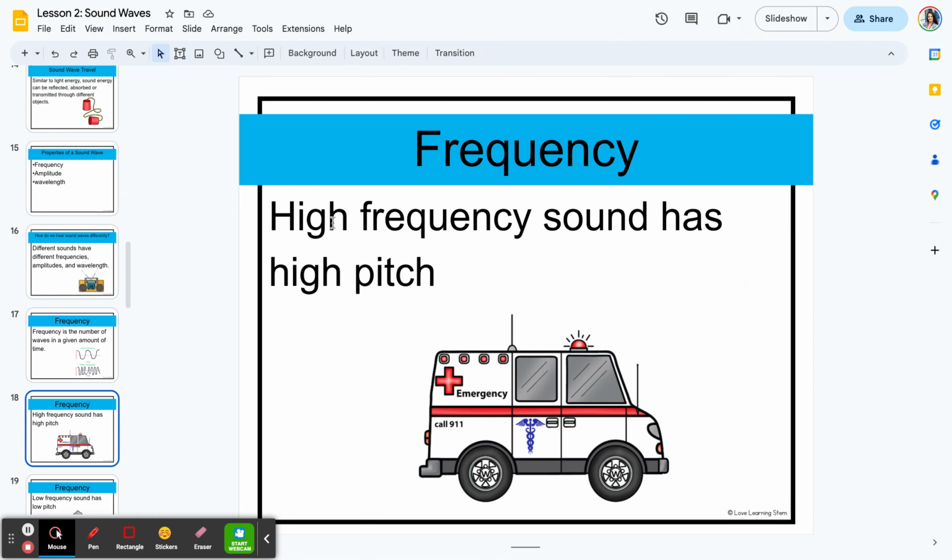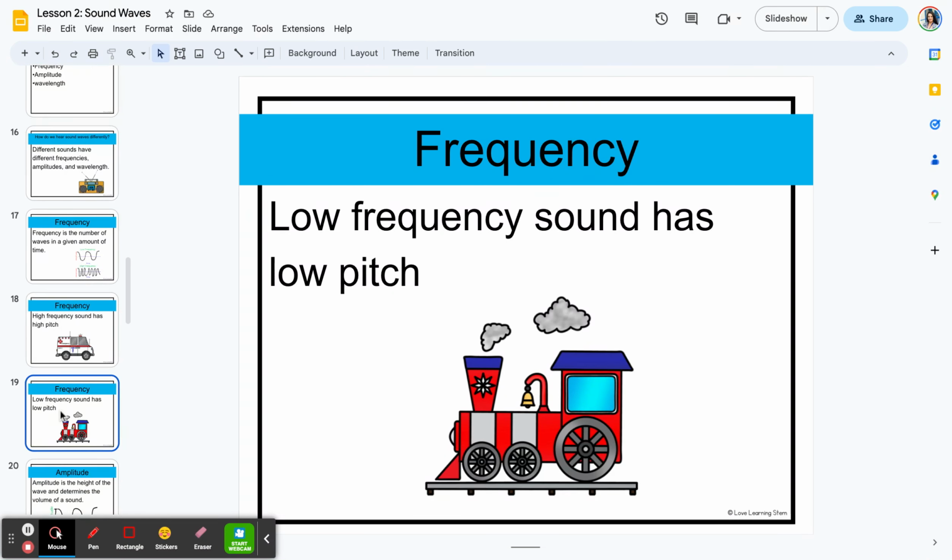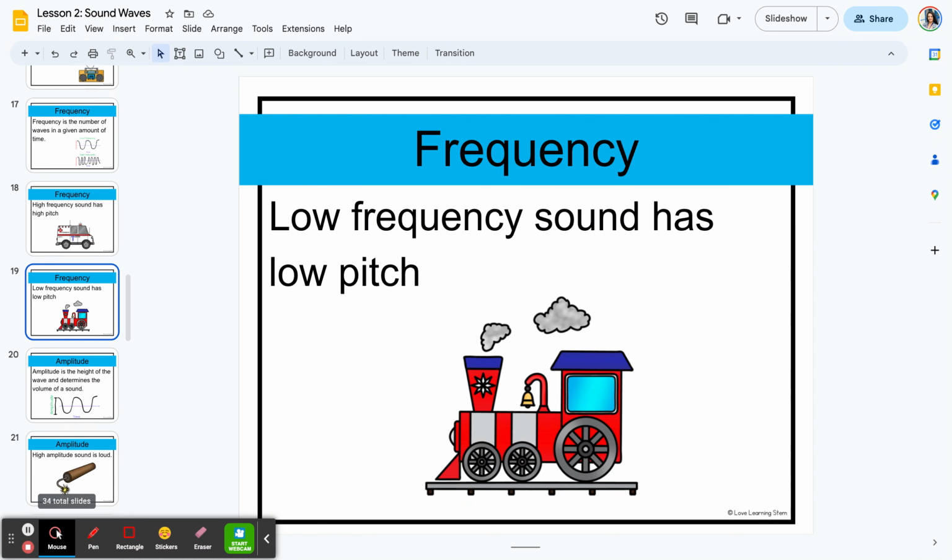It means that high frequency sounds have a higher pitch, kind of like this ambulance. You know, ambulances make the ooh, ooh, ooh, and you compare that to something with a lower pitch, like a choo choo train. You can tell how they sound different.